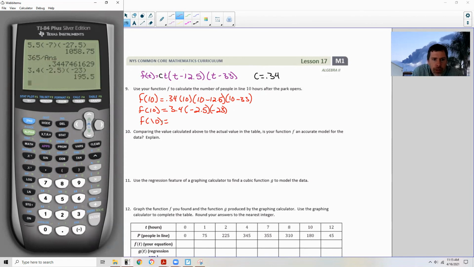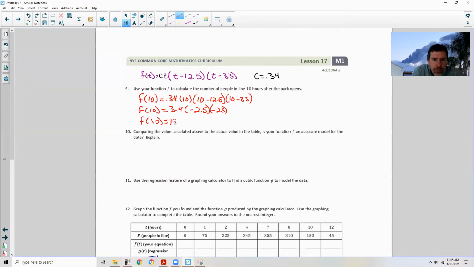And my answer is 195.5. Okay. So obviously we can't have half a person. So you would say approximately 196 people would be in line 10 hours after the park opened.